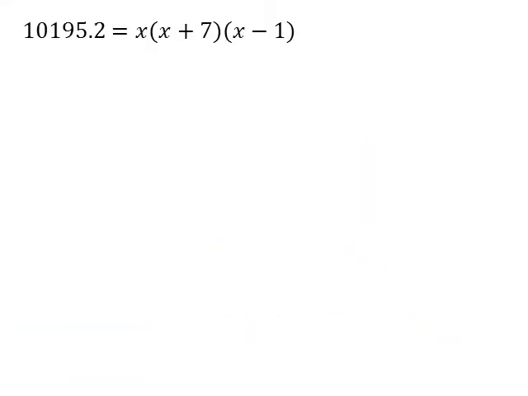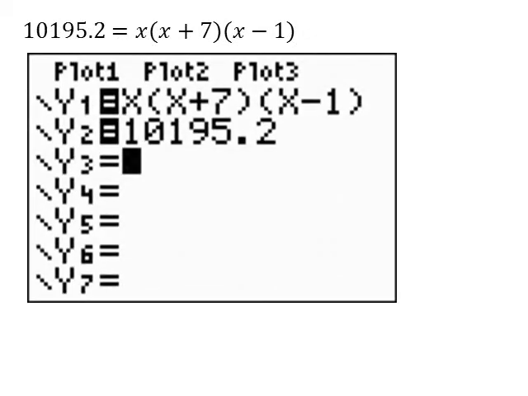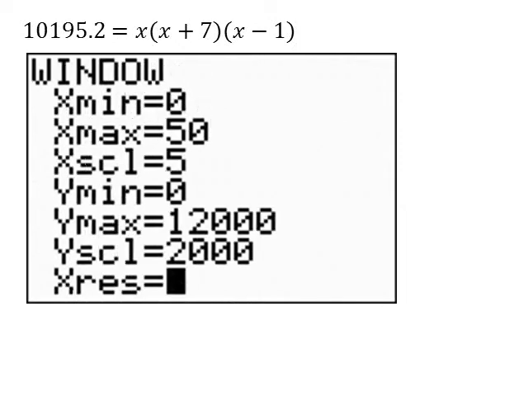So we find out that 10,195.2 cubic inches equals x times x plus 7 times x minus 1, because that's the width, the length, and the height. We put that in the calculator. Again, one side is y1, the other side is y2. We're going to have to change the window. So I went from 0 to 50 because I know that my pet carrier is not going to be more than 50 inches wide. And I went from 0 to 12,000 because I know I'm going to have to at least cover 10,195.2. I know you saw that.